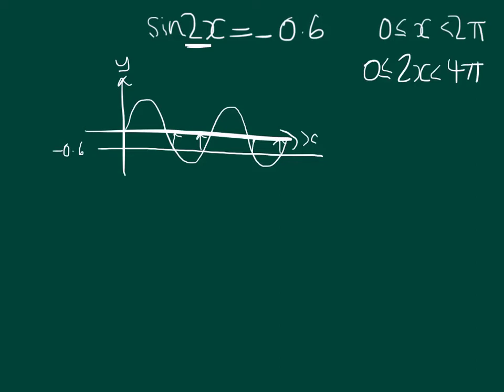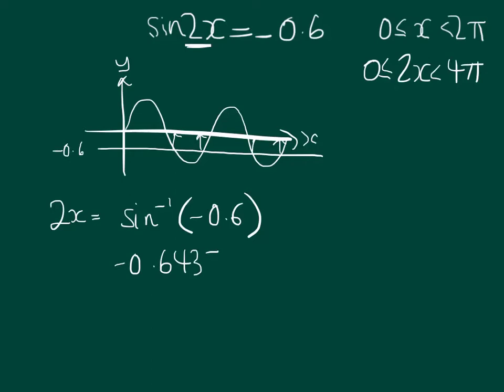Okay, so when we put it in on our calculator, we get 2x equals, when we do sine to the minus 1 of minus 0.6, we get minus 0.6435. Okay, but that's not going to be one of our answers because it's not in the range. So then we can think, all right, we know that the answer we just got is this.